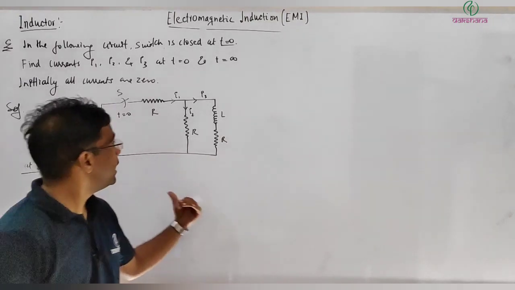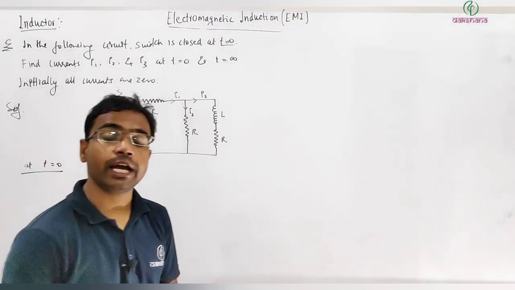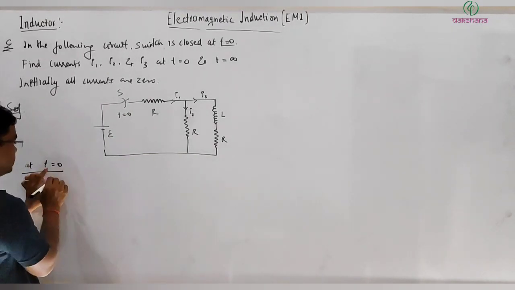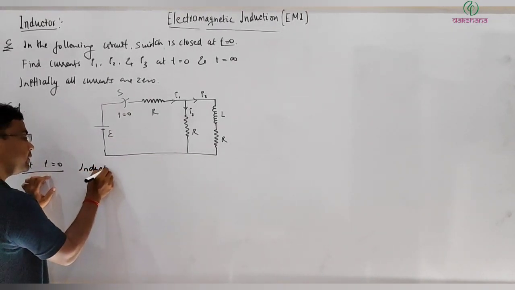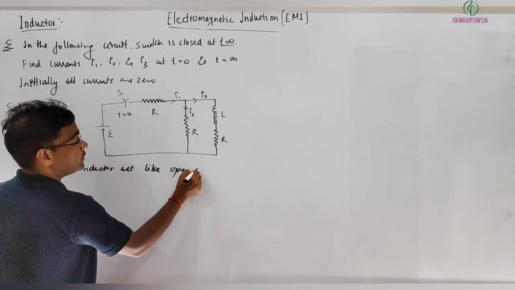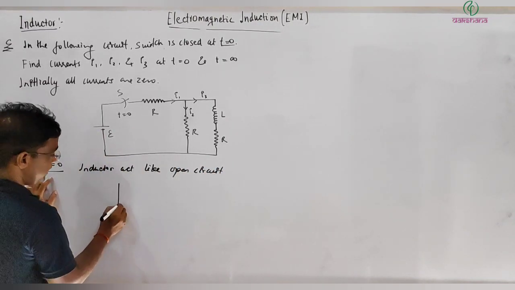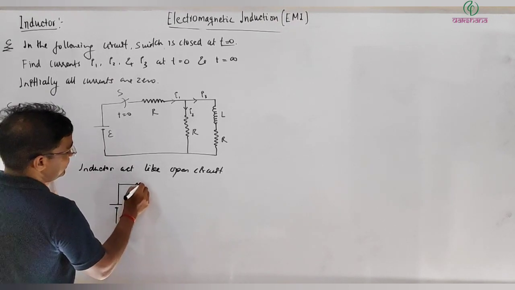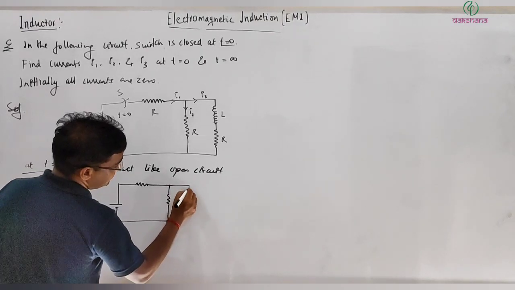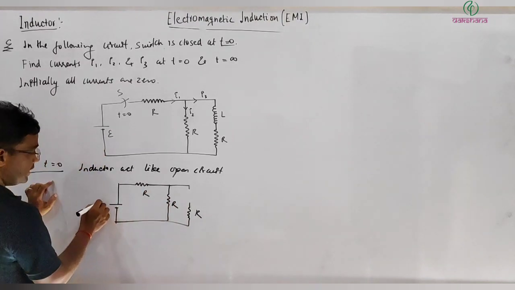So now at t equal to 0, the first thing is, I told you the switch is closed at t equal to 0. How does the inductor in the circuit behave at t equal to 0? The inductor acts like an open circuit, I just told you. So the circuit at t equal to 0 when the switch is closed will be this. This is the open circuit and these resistances are R, R, R and E.